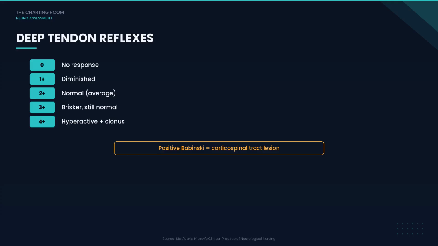One specific test to know, the Babinski sign. Stroke the lateral sole of the foot from heel toward the toes. A normal adult response is the toes curling downward. A positive Babinski, the big toe going up, the other toes fanning out, is abnormal in anyone past infancy, and it's a classic sign of a corticospinal tract lesion.